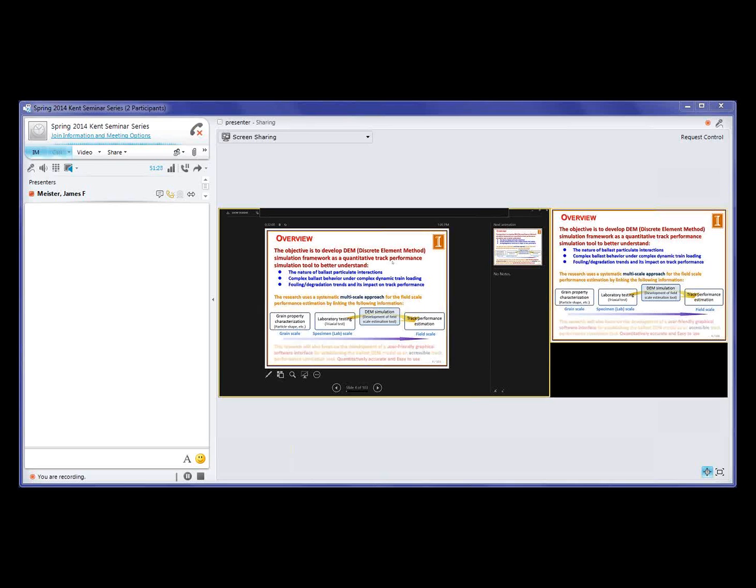We also try to make this simulation tool a user-friendly graphic software. So we try to develop our GUI at the same time. So hopefully we will have the first beta version released to the market pretty soon.